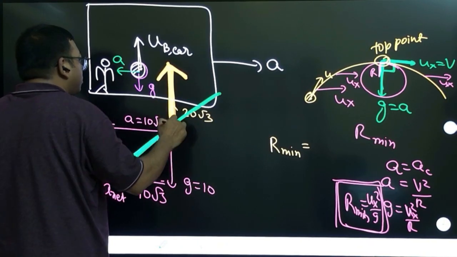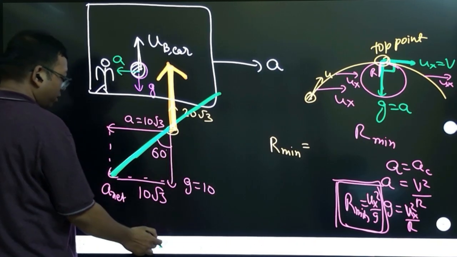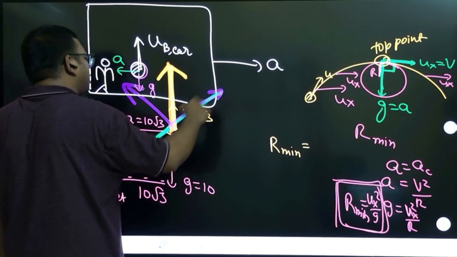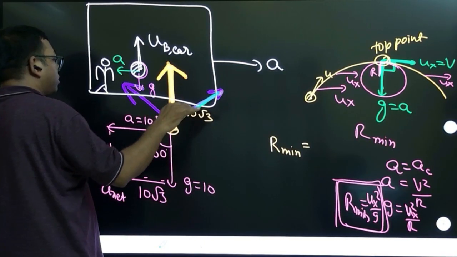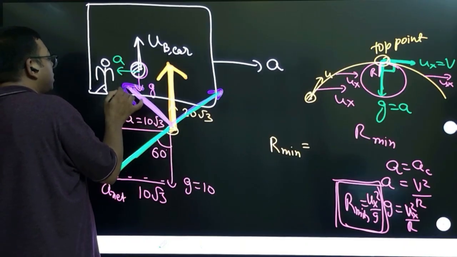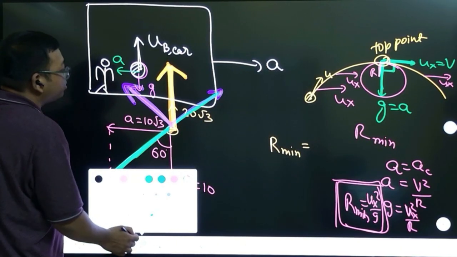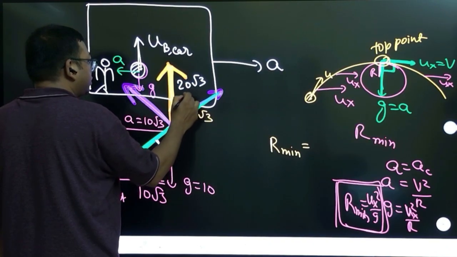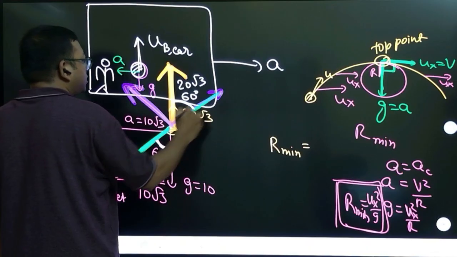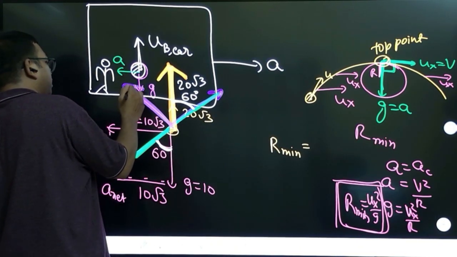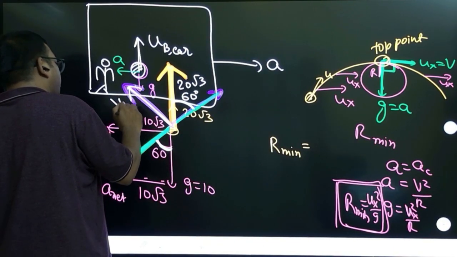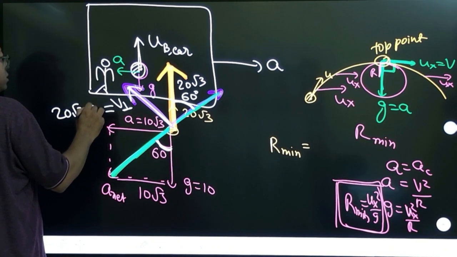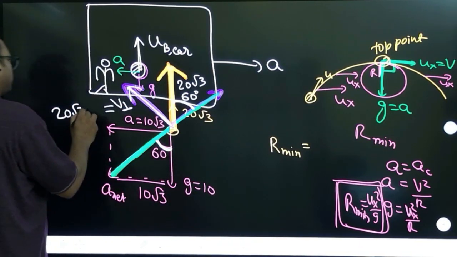So you need to resolve this velocity into the component perpendicular. You will resolve this component, which is along the acceleration, that we are not bothering about. We want this component of velocity. So how to calculate that component? Because this is 20 root 3 and this is 60 degrees, so this is also 60 degrees. This component will be cos and this component will be sine. So the velocity component perpendicular will be 20 root 3 sine 60 degrees.